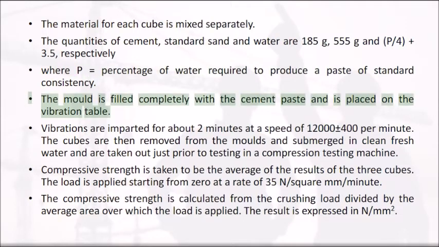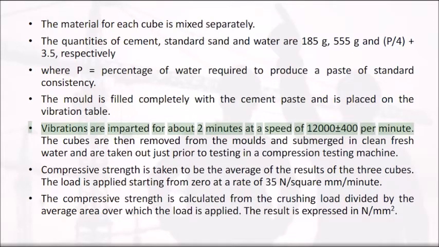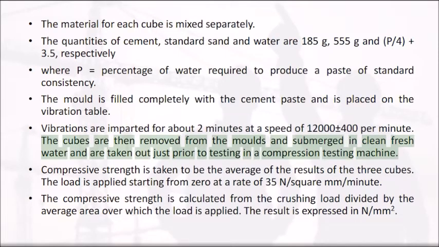The mold is filled completely with the cement paste and is placed on the vibration table. Vibrations are imparted for about 2 minutes at a speed of 12,000 plus or minus 400 per minute. The cubes are then removed from the molds and submerged in clean fresh water and are taken out just prior to testing in a compression testing machine.